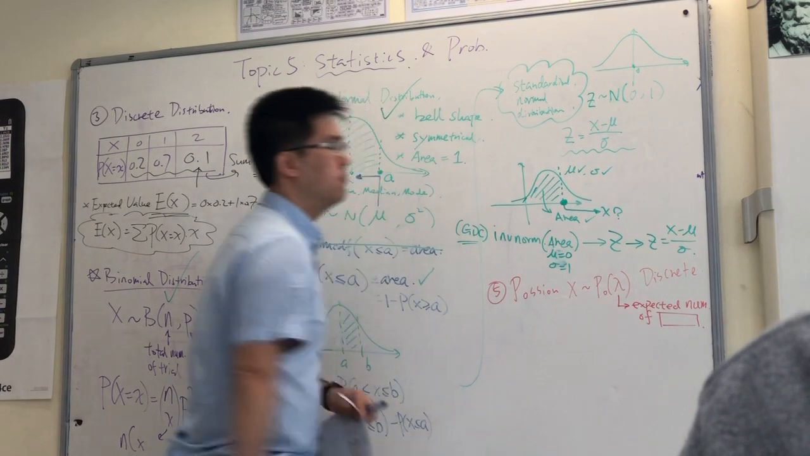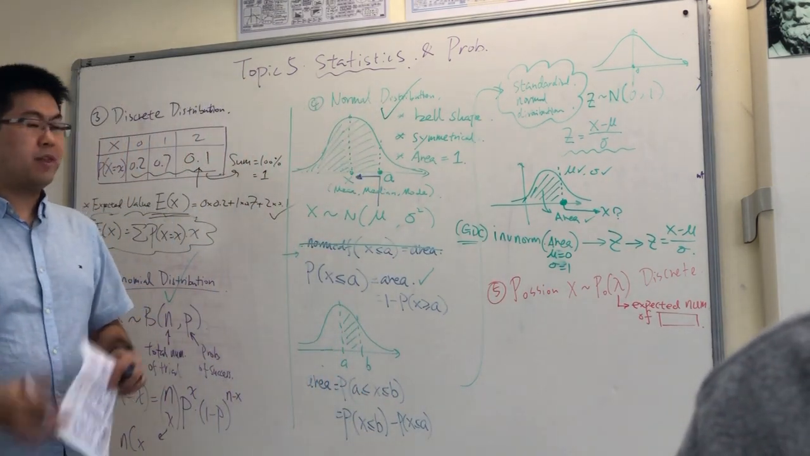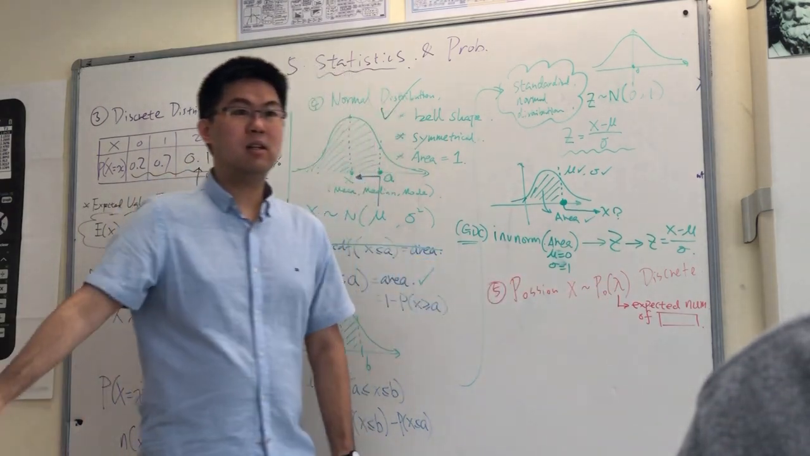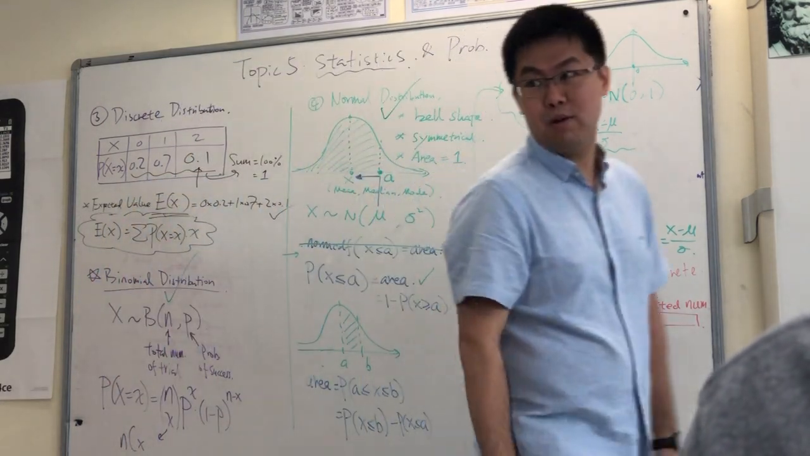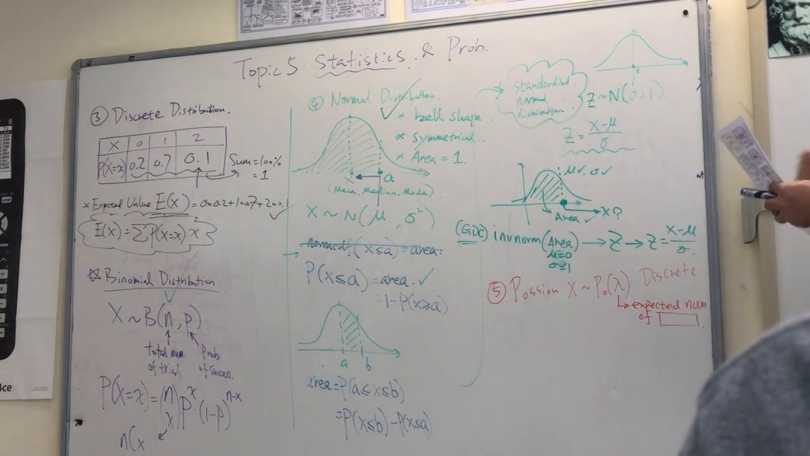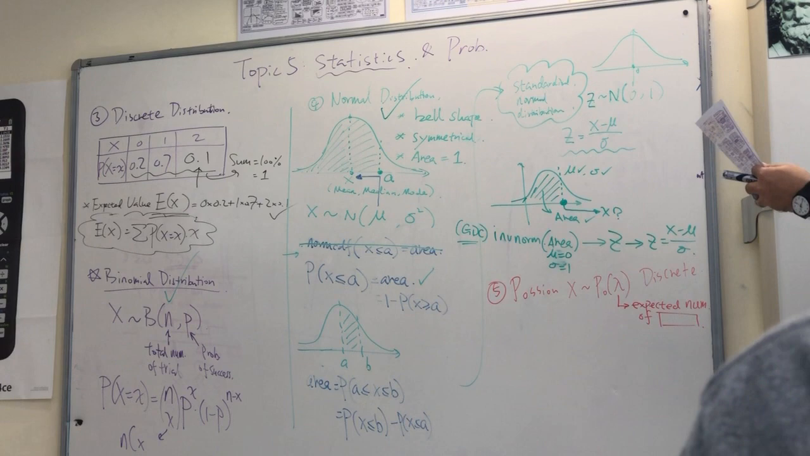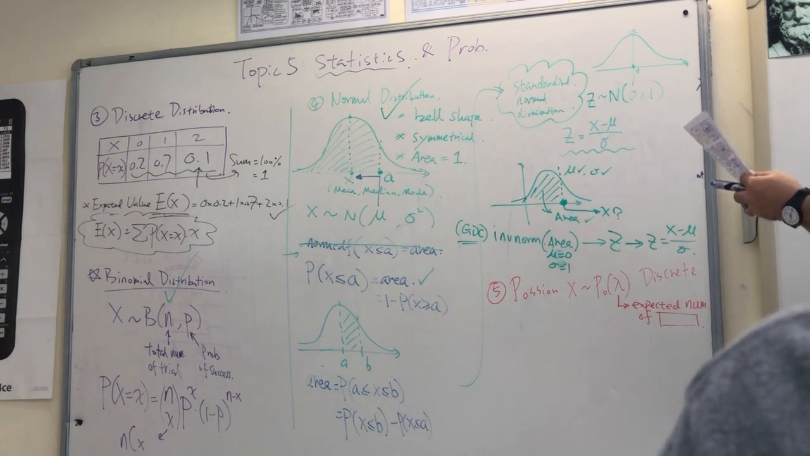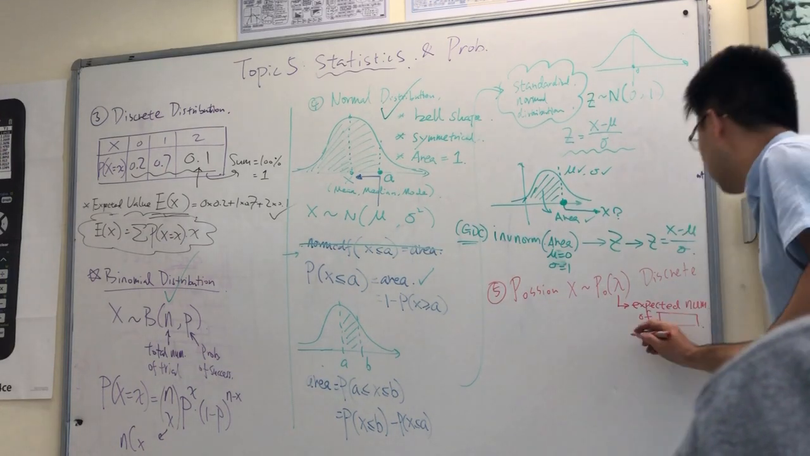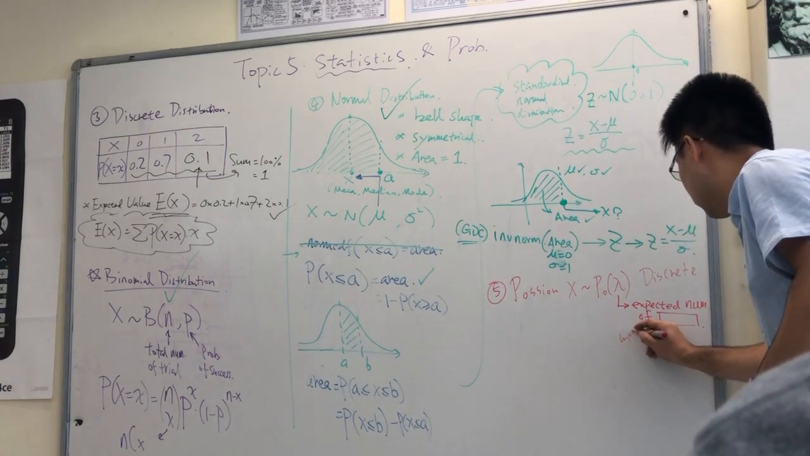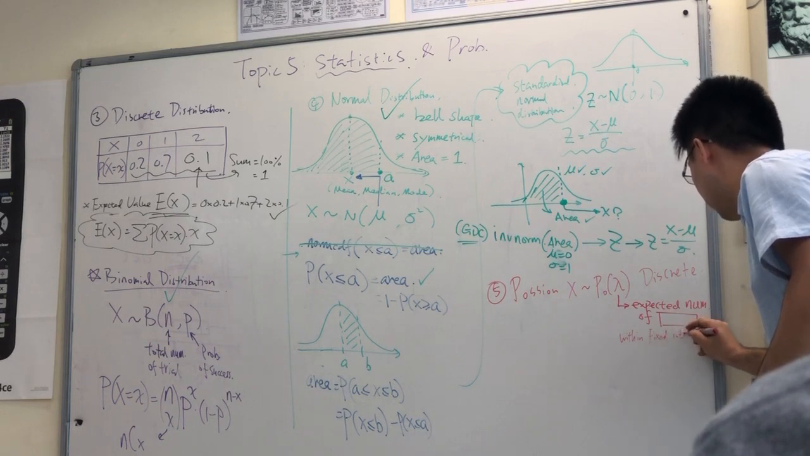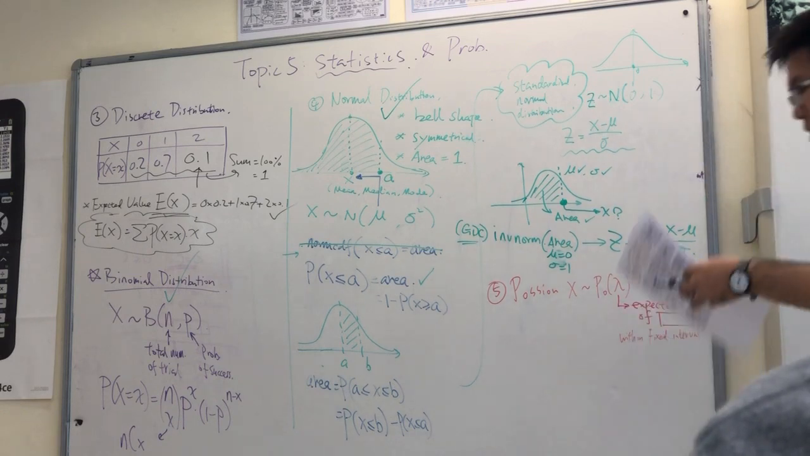Expected number of something within a certain size. If that size doubled, what happened to lambda? It also doubled, right? If that size tripled, lambda triples. And then, so it's the number of successes or expected value within a fixed interval.